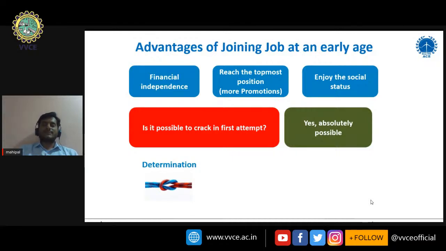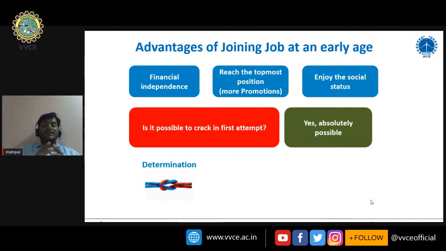The first one is determination. What is determination? In simple words, commitment. What do we mean by commitment? Committing ourselves to a particular goal. How much time do you need to commit yourself in order to get a job? You need to commit yourself for 7 to 8 months minimum to get a job or whatever you are planning to achieve.